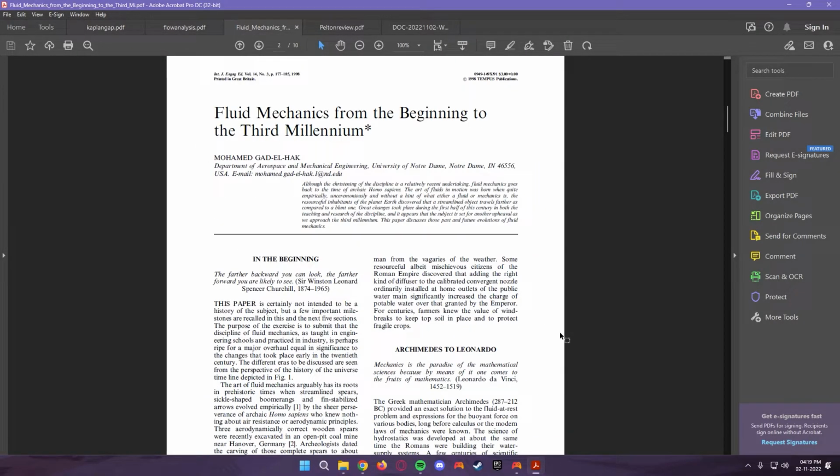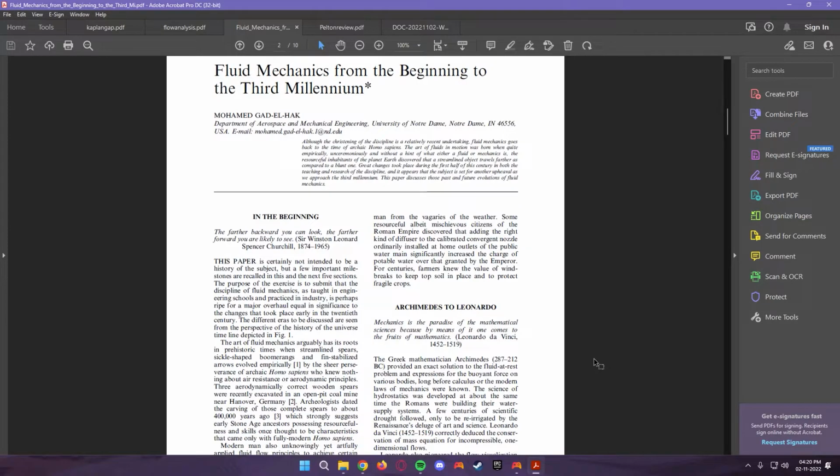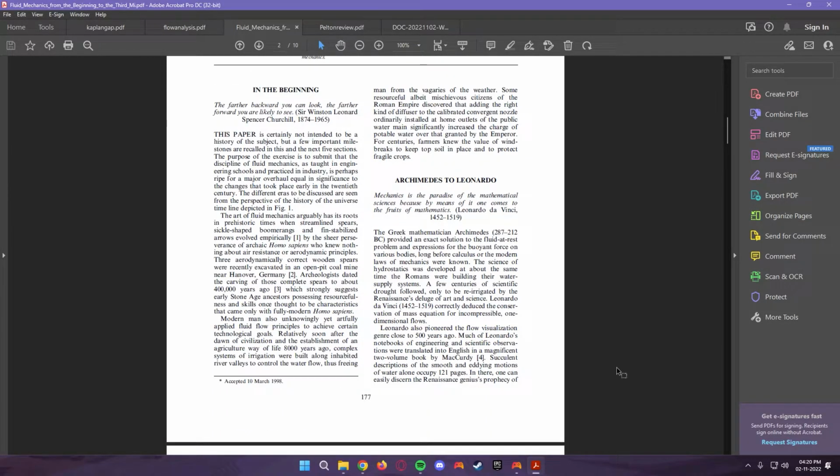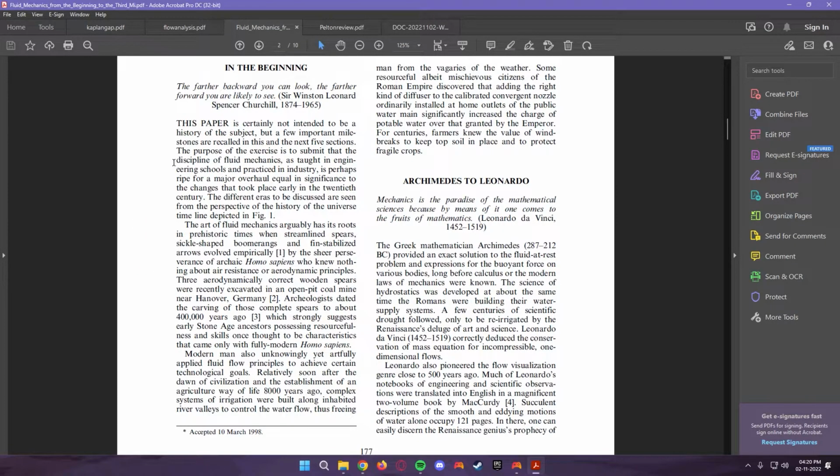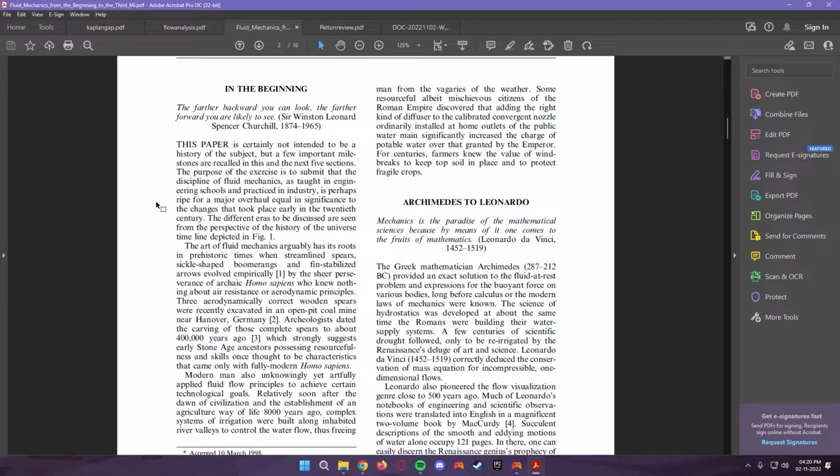Here we move on to the third paper, which is Fluid Mechanics from the Beginning to the Third Millennium. In this paper, they have analyzed the history of fluid dynamics, but this does not intend to be a history subject, just a few milestones that are recalled in the next 5 sections that they have provided.